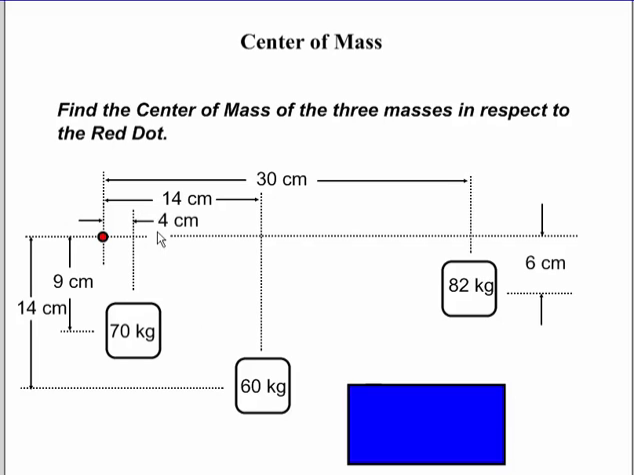And then to do the y, I would take the 70 times, and you can make it negative if you want to, 70 times negative 9 plus 60 times negative 14 plus 82 times negative 6. I will divide that by the summation of the masses, and that will give me the y-coordinate.